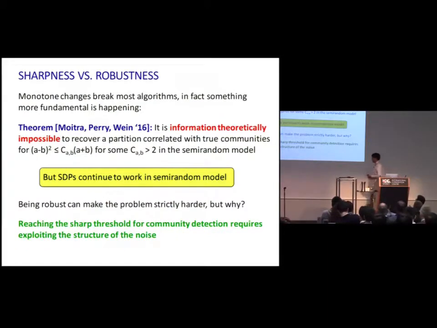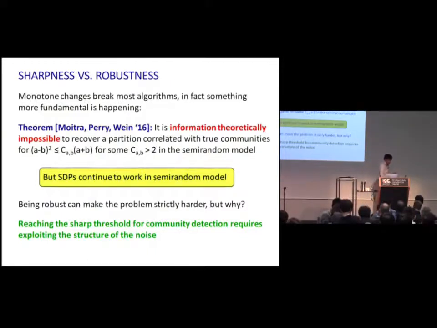The other message that I want to get across in this talk, which will happen when I get into some of the details, is that we know that being robust can make this problem strictly harder. That's what happens when you move this information threshold. But why should that be the case? At first it sounds surprising because these changes sound like they're helpful.